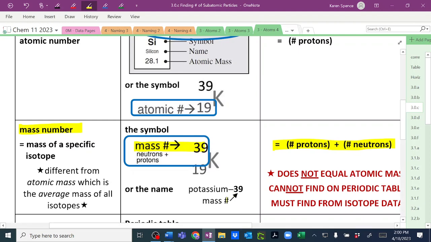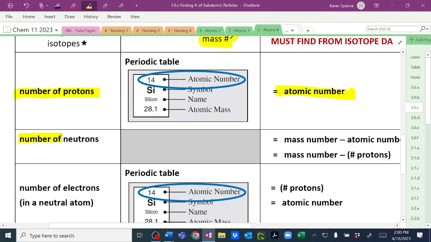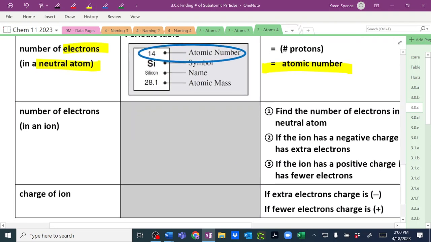Or what is this at the end of the name? That is the mass number. So all in one place, you're getting all that information. It shows you how to calculate the number of protons. That one's super easy, the atomic number. How do I find the number of neutrons? I take the mass number minus the protons. How do I find the number of electrons in a neutral atom? It's the atomic number.